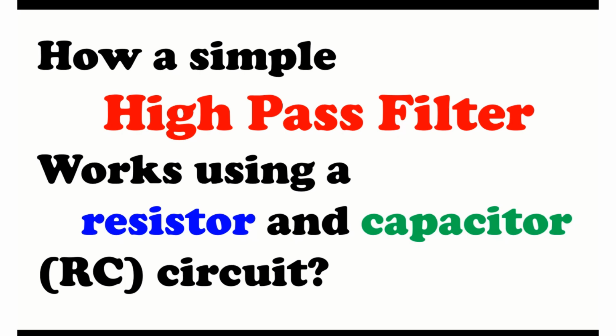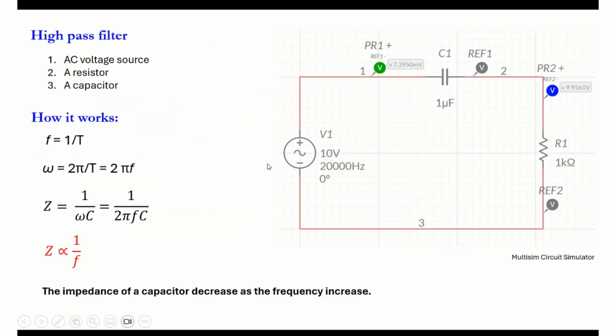Today we're going to learn how a simple high-pass filter works using a resistor and a capacitor. First we're going to see the theory behind it, how you can create a simple circuit, and we'll run a simulation at the end.